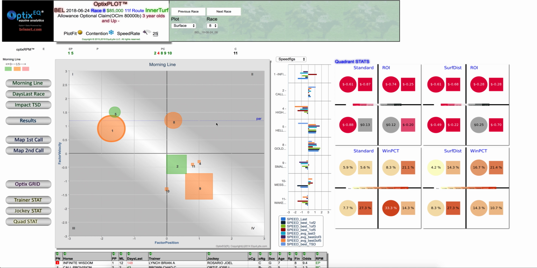Sometimes pace in these longer races is less relevant. It's more just ability to get the distance, stamina, and kind of class, and so that's just something to be on the lookout for.